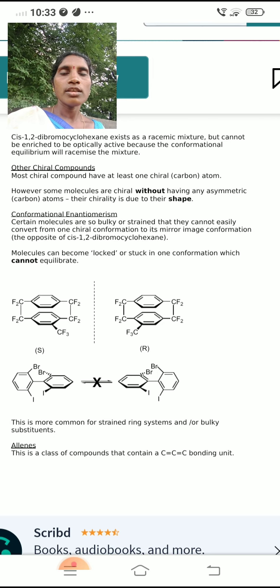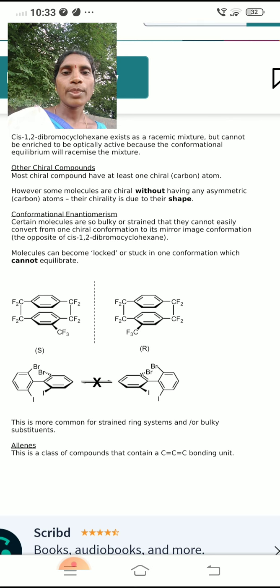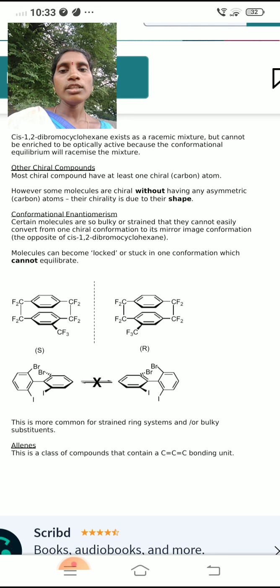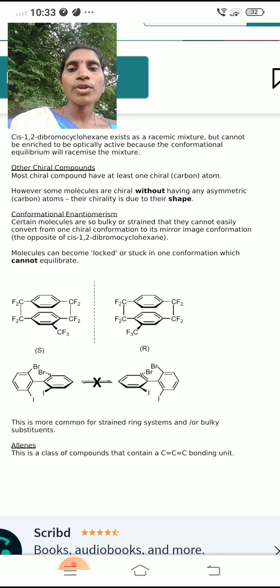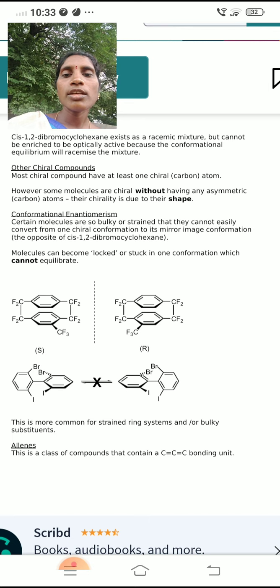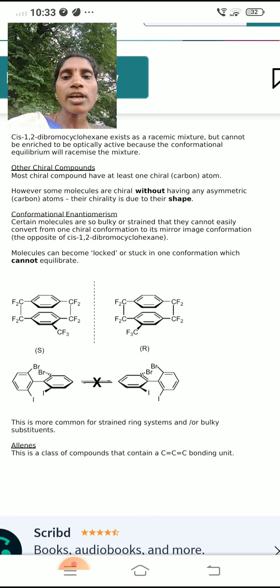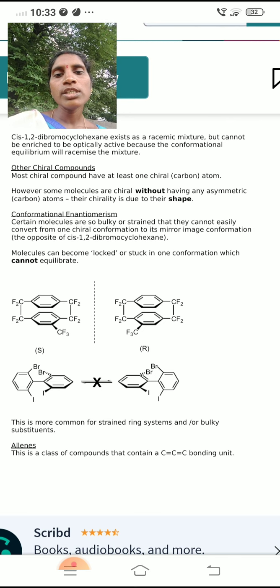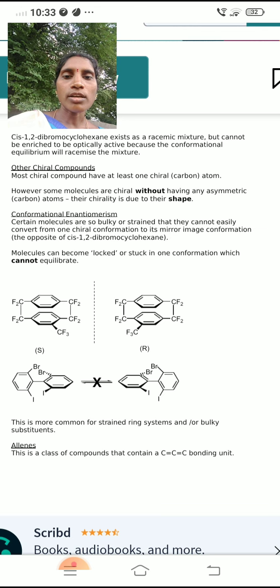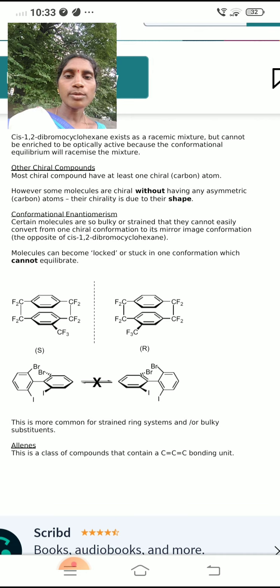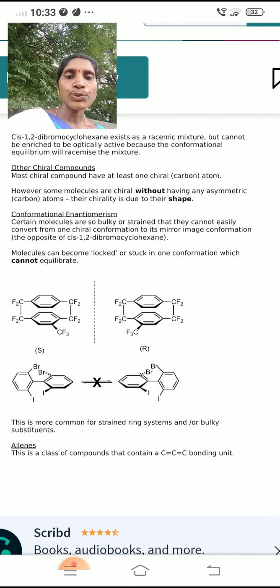1,2-dibromocyclohexane exists as a racemic mixture but cannot be enriched to be optically active because the conformational equilibrium will racemize the mixture. So, next, other chiral compounds. Most of the chiral compounds have at least one chiral carbon atom. However, some molecules are chiral without having any asymmetric carbon atoms. Their chirality is due to their shape.